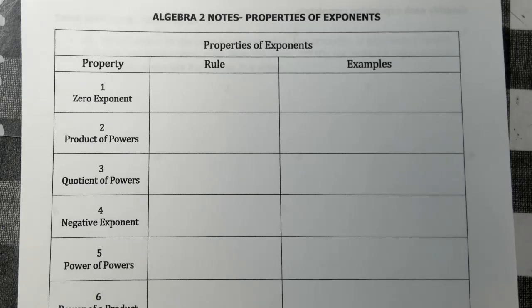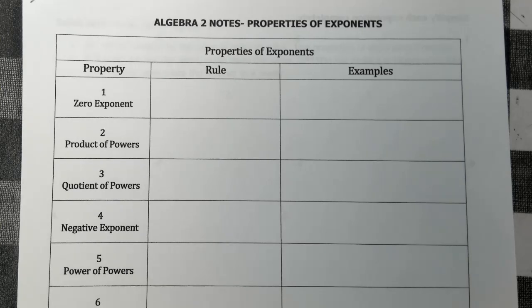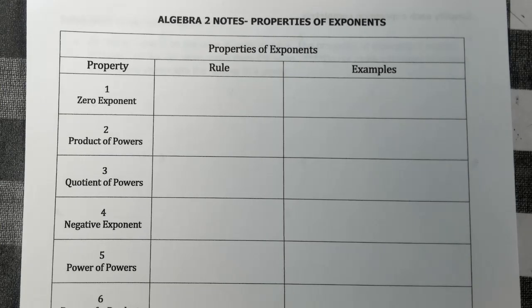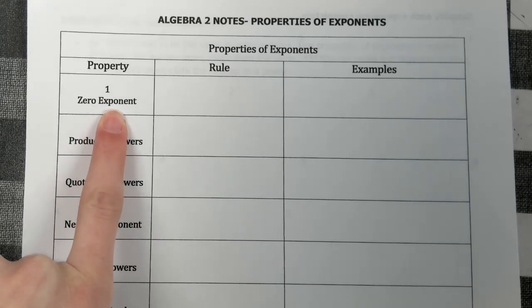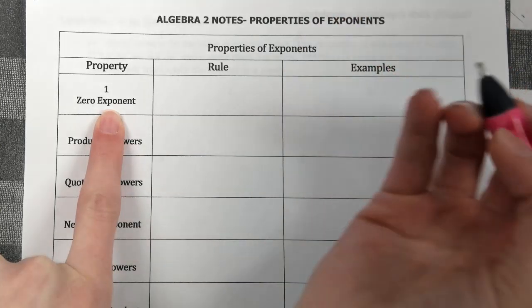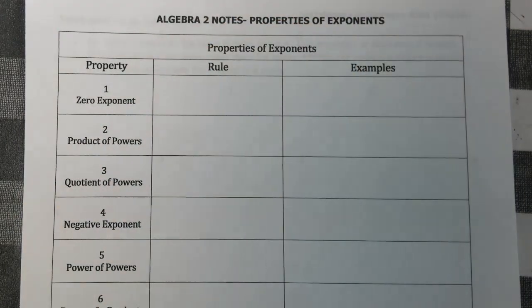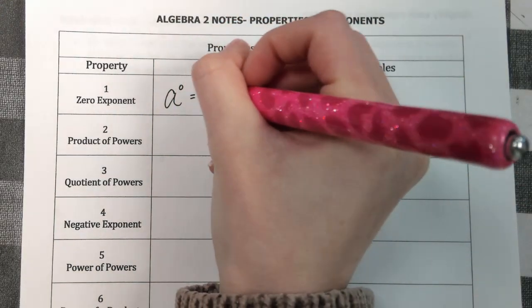So for the first lesson of chapter 6, your properties of exponents, I have put a table here instead of just telling you the rules, and hopefully it kind of helps you. So what we're going to have is the zero exponent rule. That means anything to the zero power. Let's say a is my base. Anything to the zero power is 1.